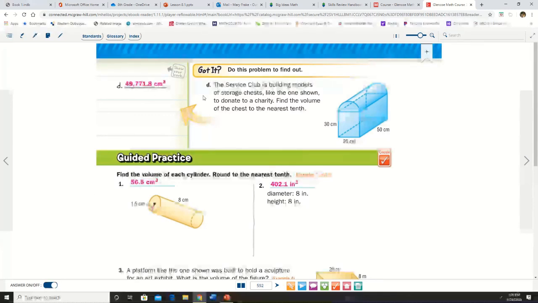The overall answer for the volume of the chest should be 49,771 and 8/10 cubic centimeters.